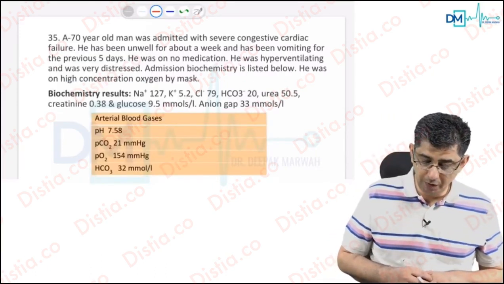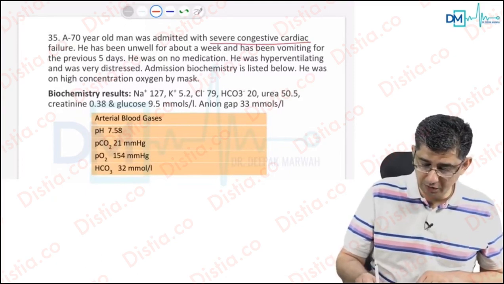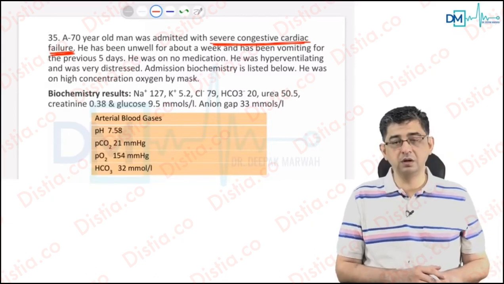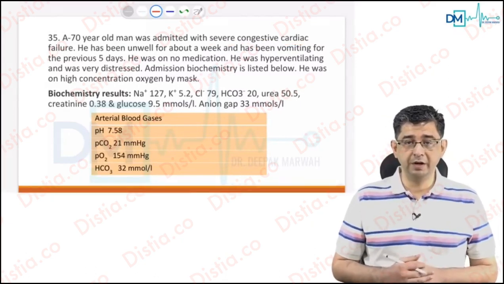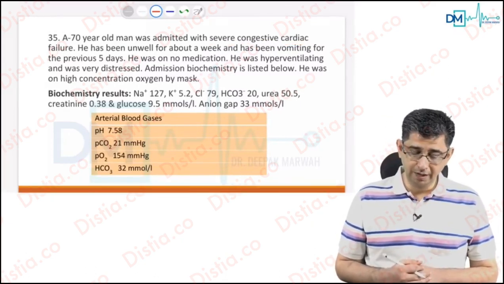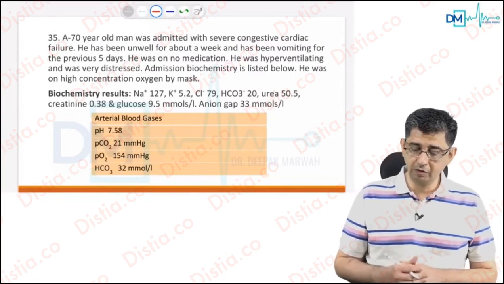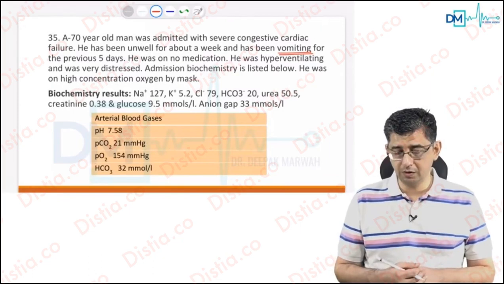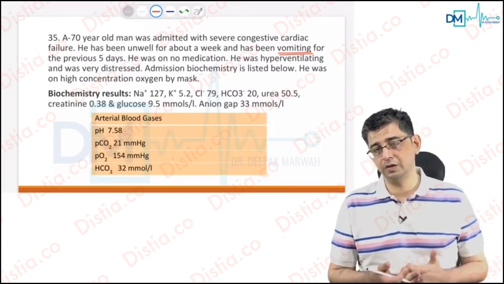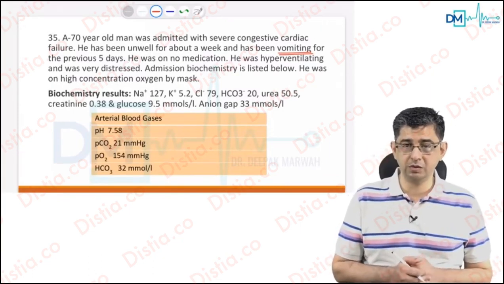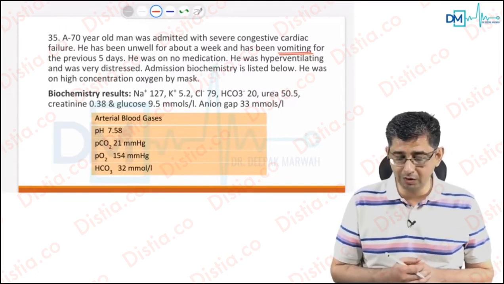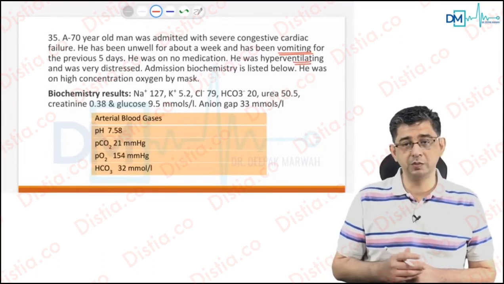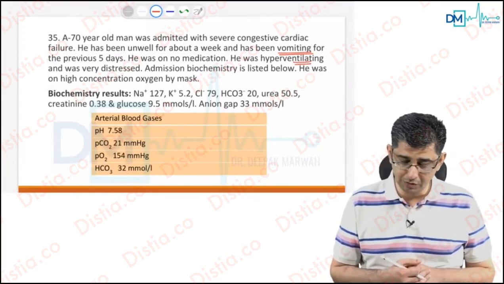A 70-year-old man was admitted with severe congestive cardiac failure. He has been unwell for a week and has been vomiting for the past 5 days. Vomiting tells you there could be a metabolic alkalosis in the patient. Why metabolic alkalosis? Because of dehydration, the RAS system would kick in and the aldosterone, which is elevated, will cause a urinary loss of potassium and hydrogen.